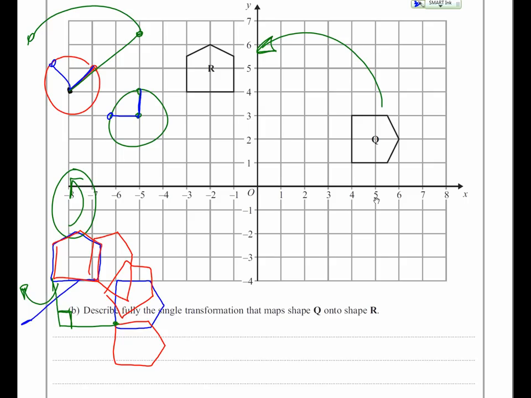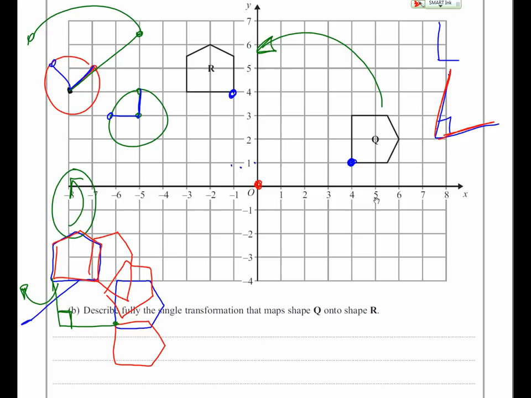Now you can either use your tracing paper and try and stick it down and see where it's going to spin, or you can imagine that you're trying to go from this point to the corresponding point on the new shape, and draw two lines at 90 degrees to get the same length on each one. So you want a 90-degree angle, and you want these two things to be the same length. So I would probably advise tracing paper, to be fair.